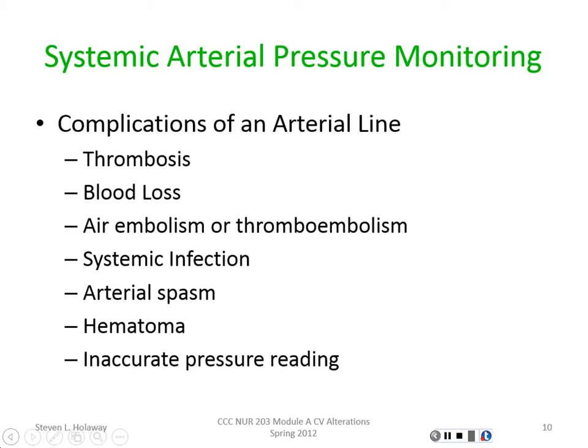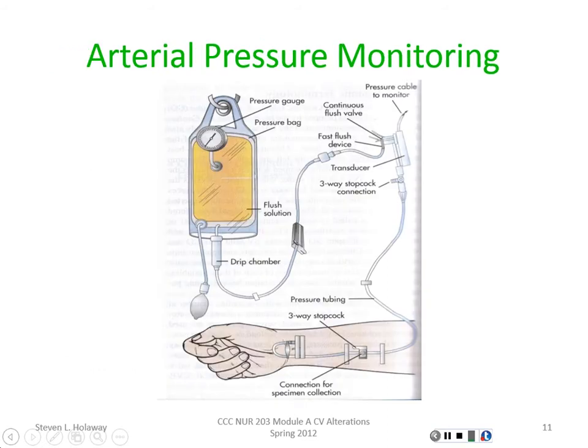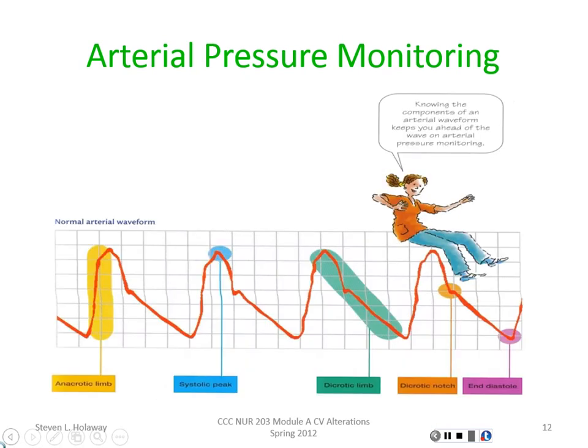You can get hematomas at the area, and you can get inaccurate pressure readings if you don't have the system set up correctly. And we'll talk about heights to set it up, phlebostatic axis, measuring the height, those type things. We'll talk about some of those as we go along. But those are some of the complications. Any questions on what we've covered so far? Again, I do hope each one of you get a chance to do that.